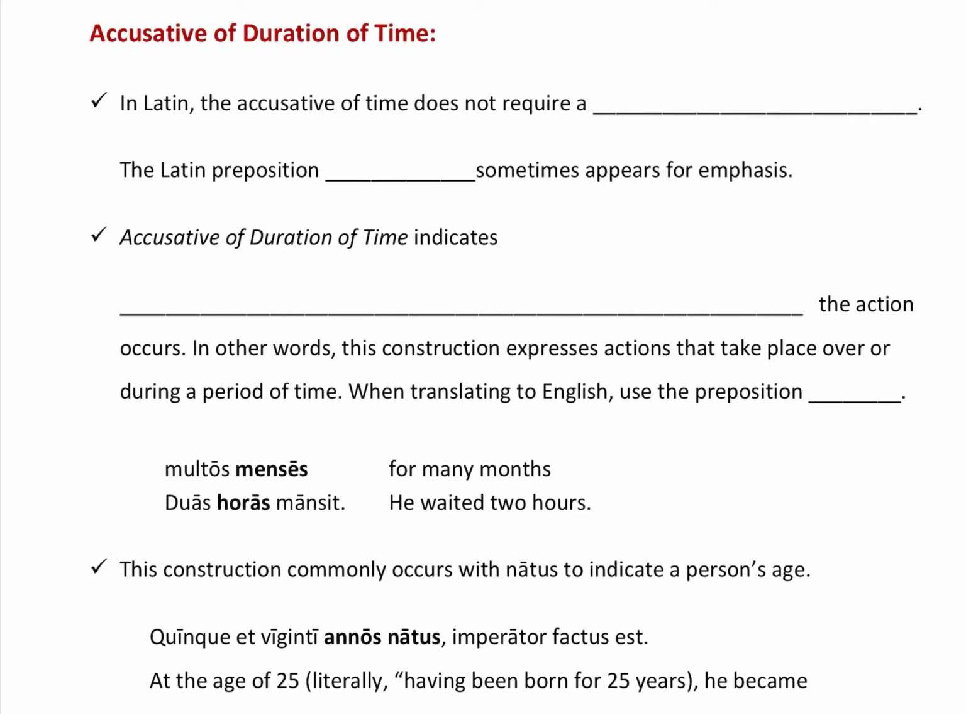There's not very many accusative ofs, but these are important to distinguish from ablative ofs, especially when you're going from English to Latin and you need to know which case to use. All right, first one is accusative of duration of time. And in Latin, accusative of time does not require a preposition, though sometimes the Latin preposition per, remember for through, think about duration as through, sometimes appears for emphasis.